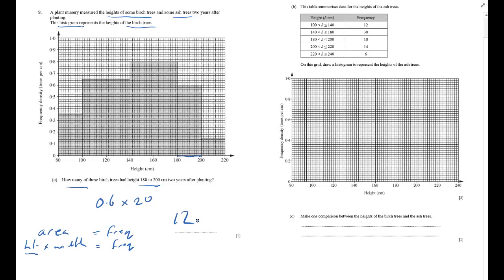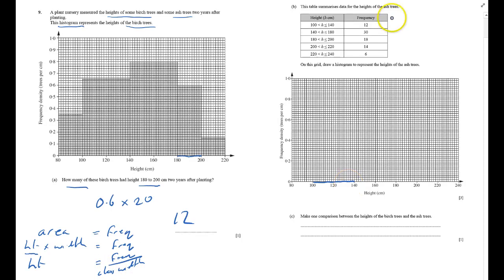And now I've got to draw a frequency density histogram. To do that, I know how wide the first bar is going to be. First bar is going to be between 100 and 140. It'll be that wide, but I need to know how high it is. So I need to know the height. To work out the height, I need my formula here: height equals the frequency divided by the width. Sometimes we call it the class width. It's the width of the bar. This one's 40, so I've got to do the frequency divided by 40.